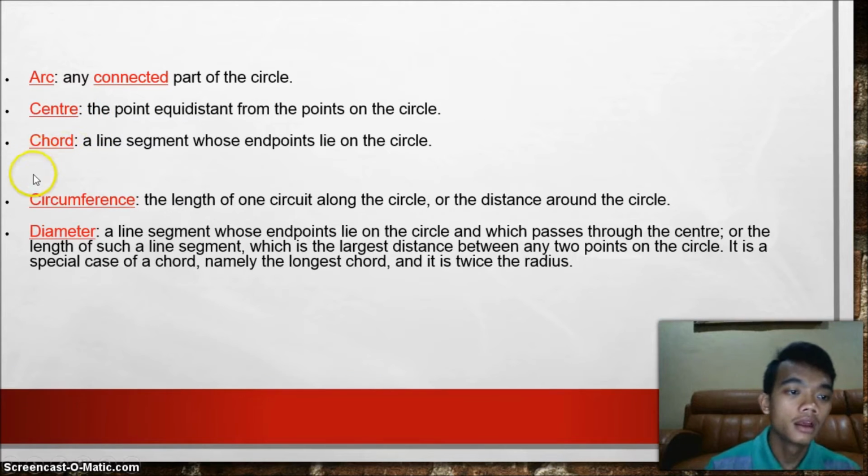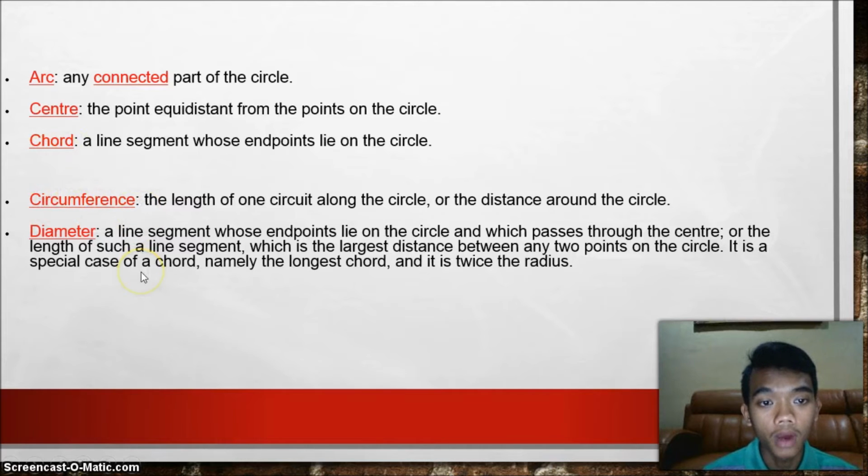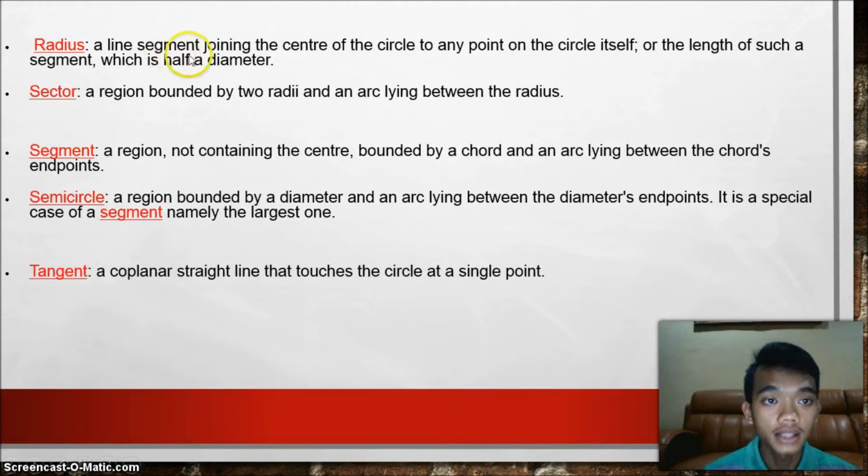on the circle. Circumference is the length of one circuit along the circle, or the distance around the circle. Diameter is a line segment whose endpoints lie on the circle and which passes through the center, or the length of such a segment, which is the largest distance between any 2 points on the circle. It is a special case of a chord, namely the longest chord, and is twice the radius. So radius is the line segment joining the center of the circle to any point on the circle itself, or the length of such a segment, which is half the diameter.